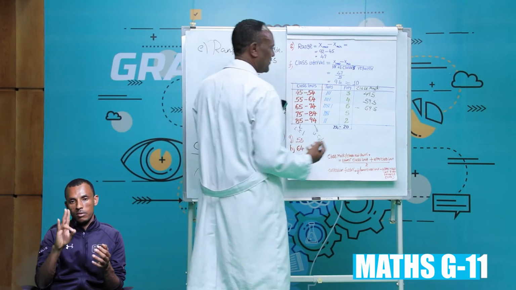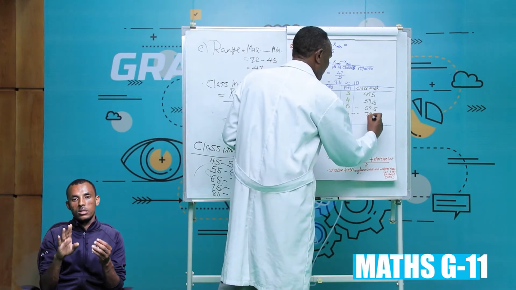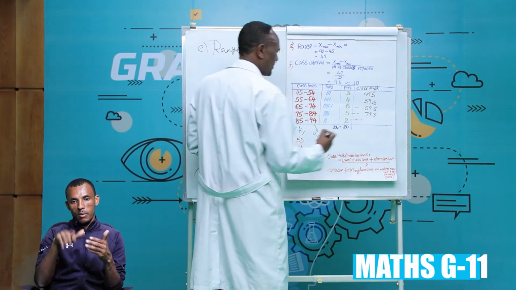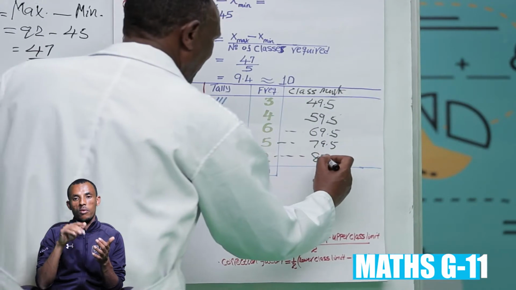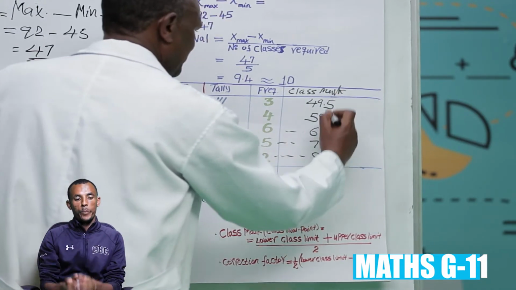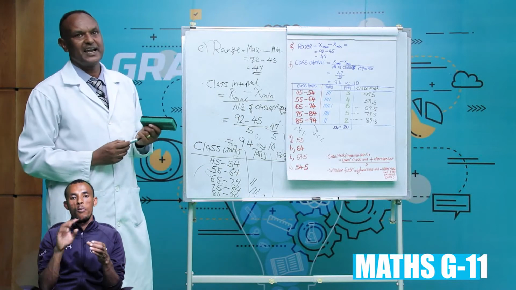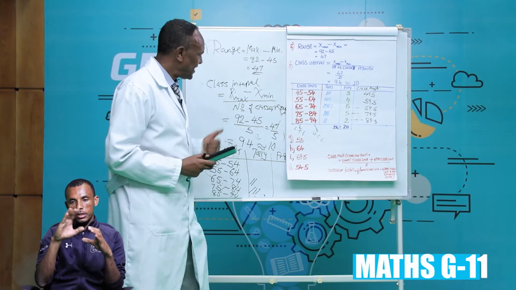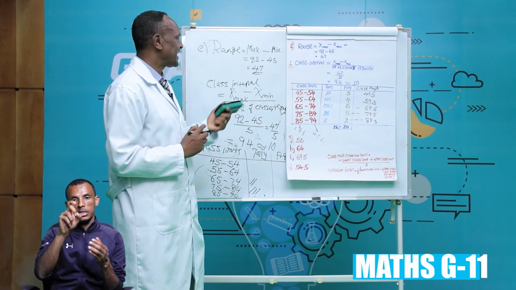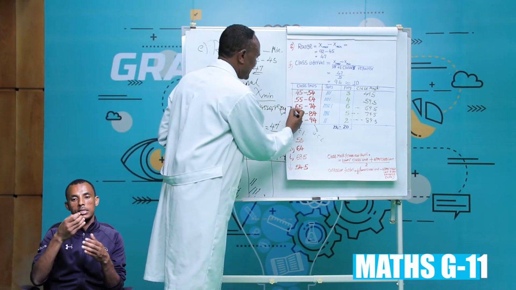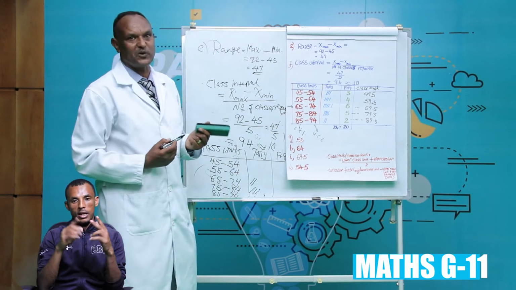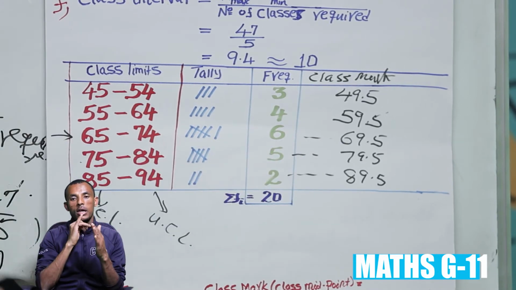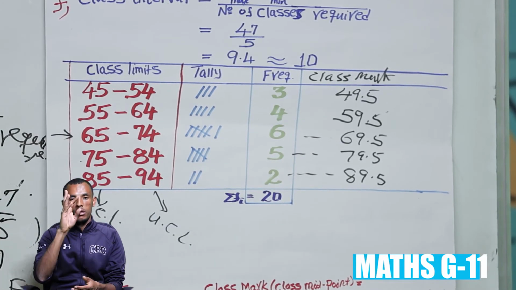75 plus 84 divided by 2 gives a value of 79.5. The last one also, 85 plus 94 is 179, divided by 2 gives 89.5. This column we call the class marks of each class. It is the representative of each class. Now, what is the class mark of the third class? The third class was from 65 to 74. Then the class mark for that data is 69.5.